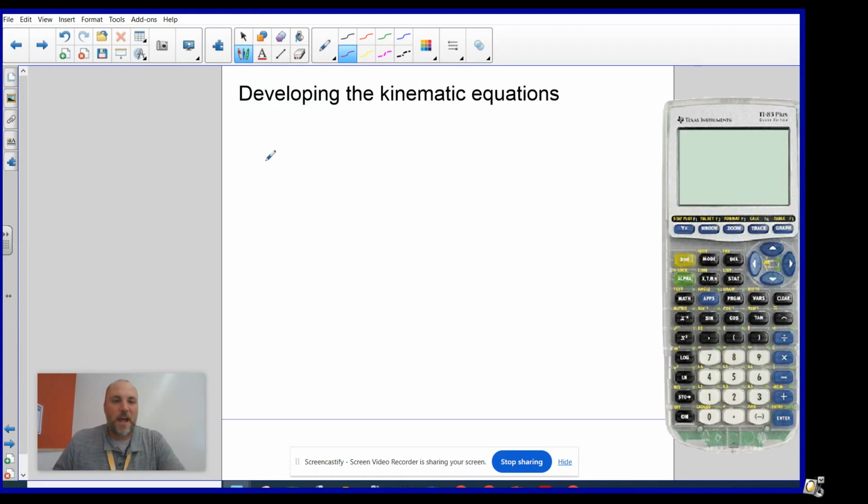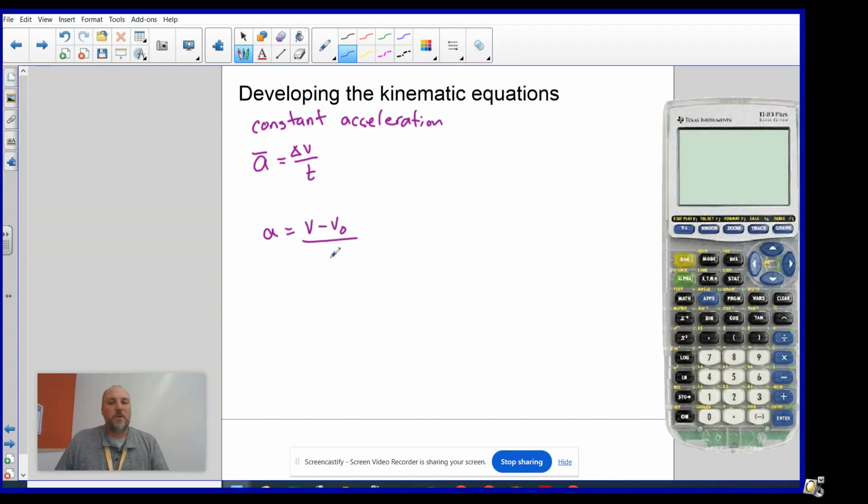The first being average acceleration is change in velocity over time. And for an object with a constant acceleration, I can probably just drop the idea of an average, because if the acceleration is staying the same, then it's always whatever value. So I'm going to just drop that word and call it acceleration. And acceleration is change in velocity, which we know would be final minus initial. So final minus initial over time.